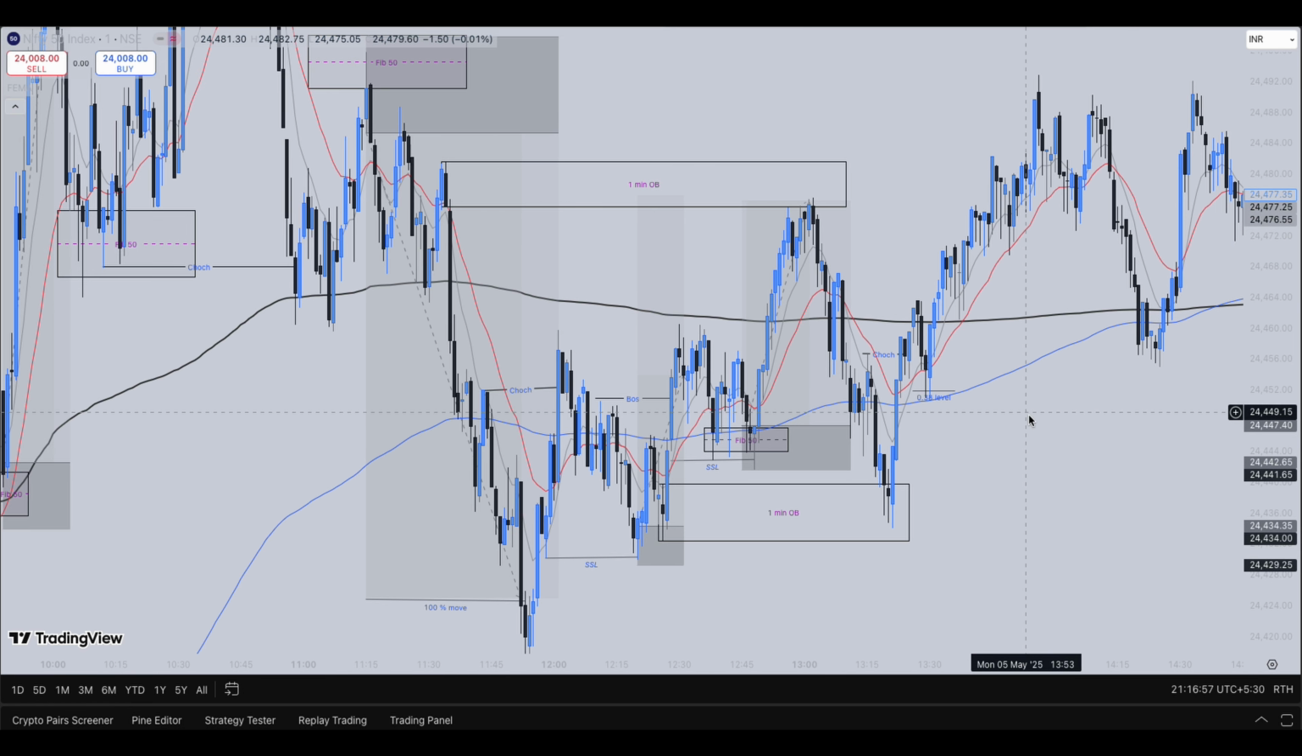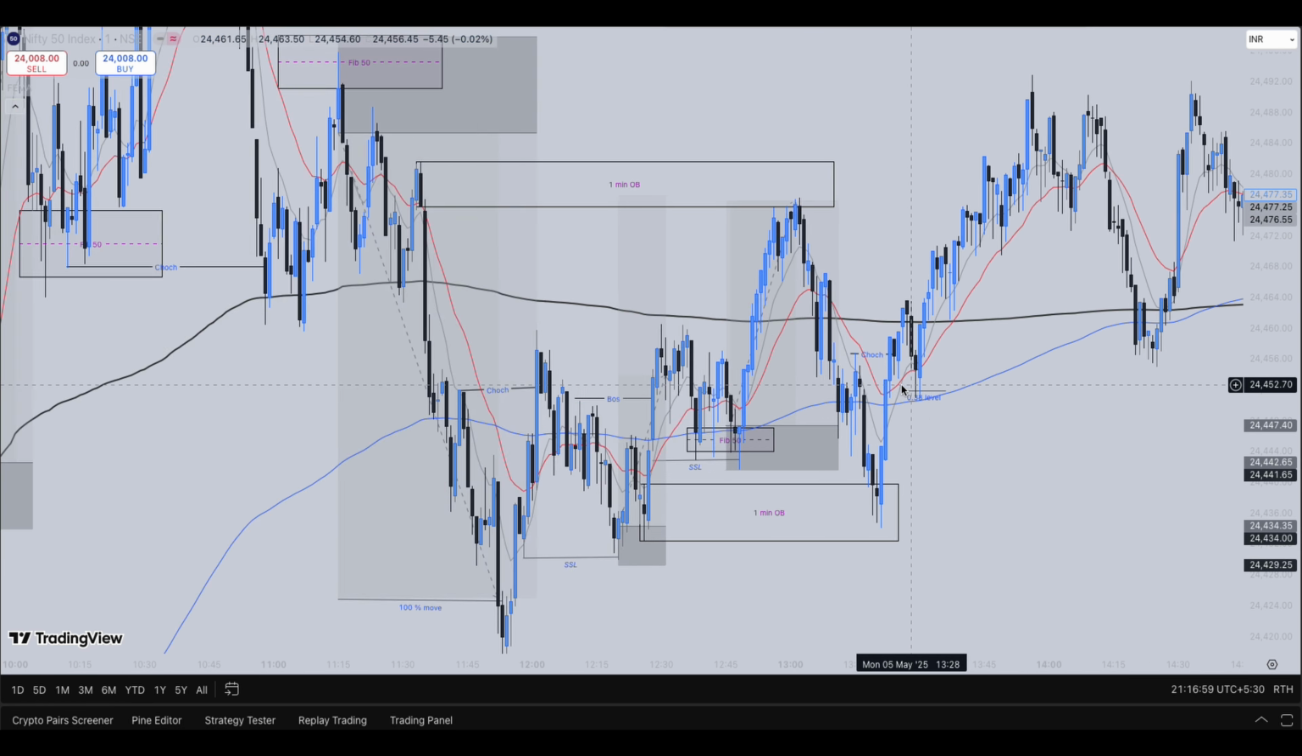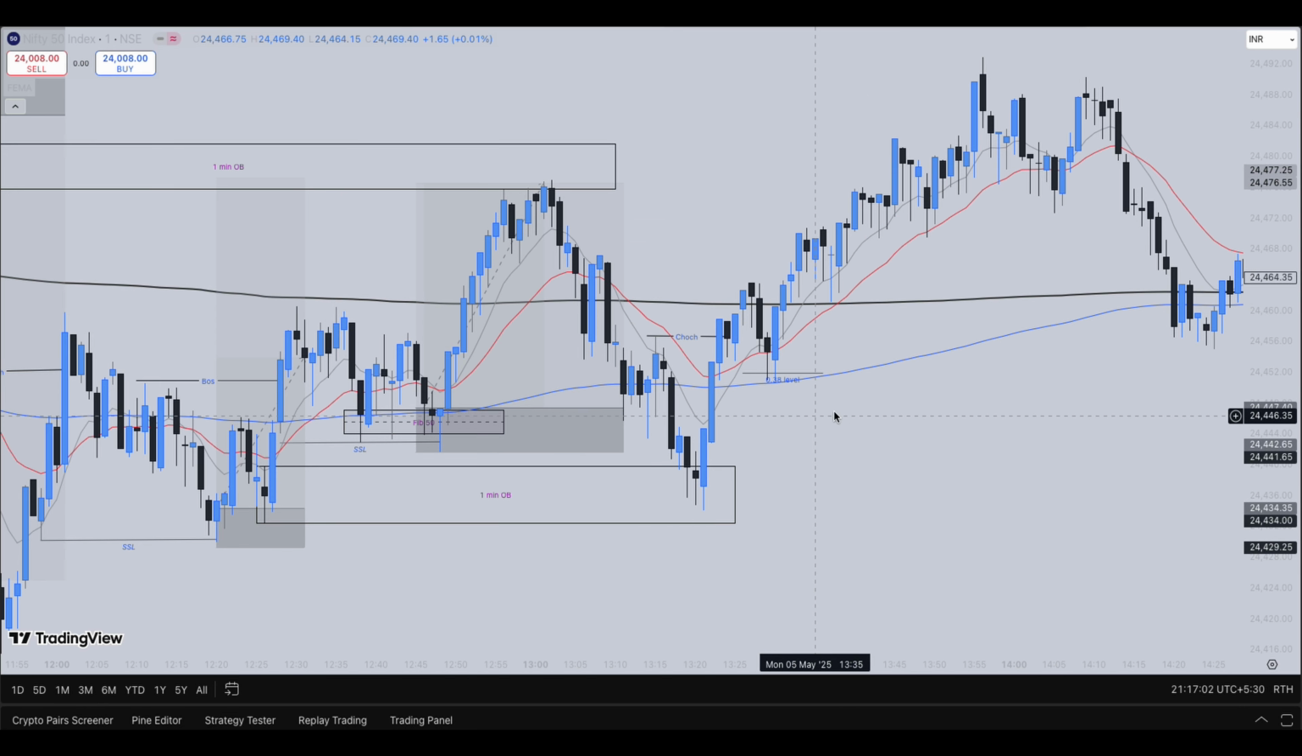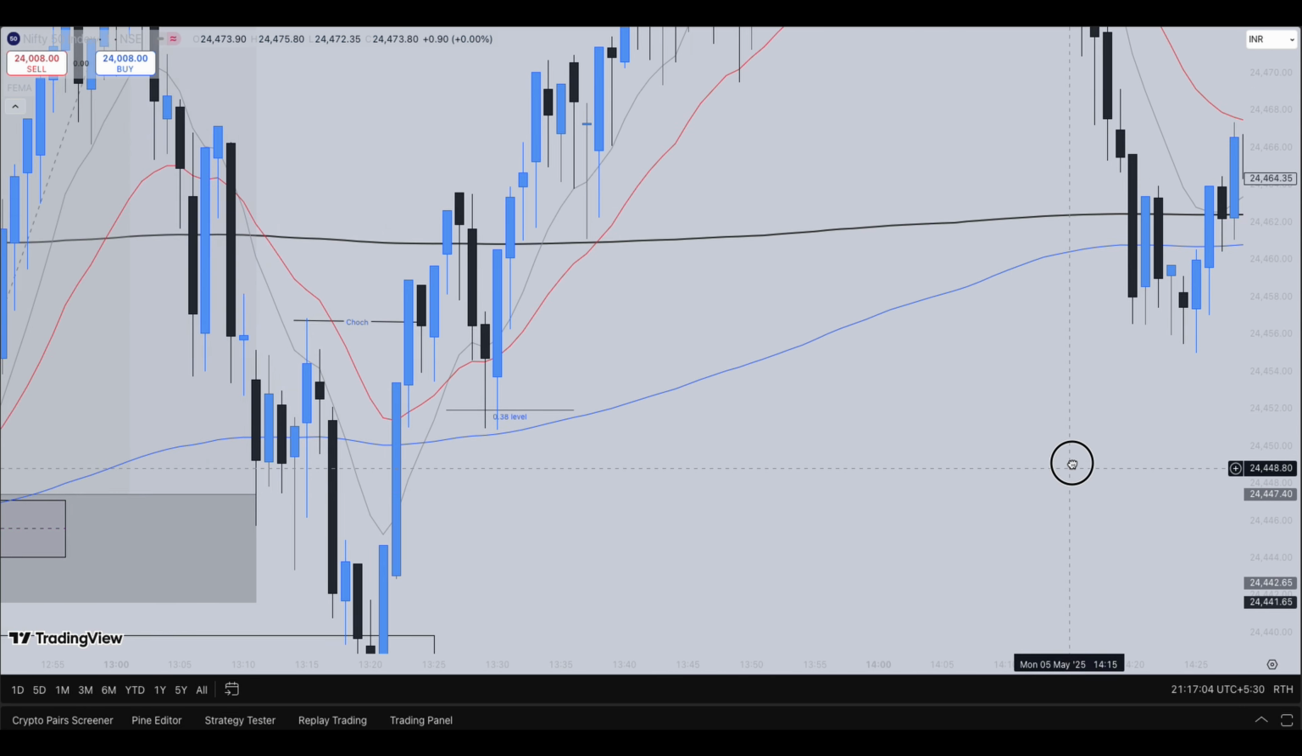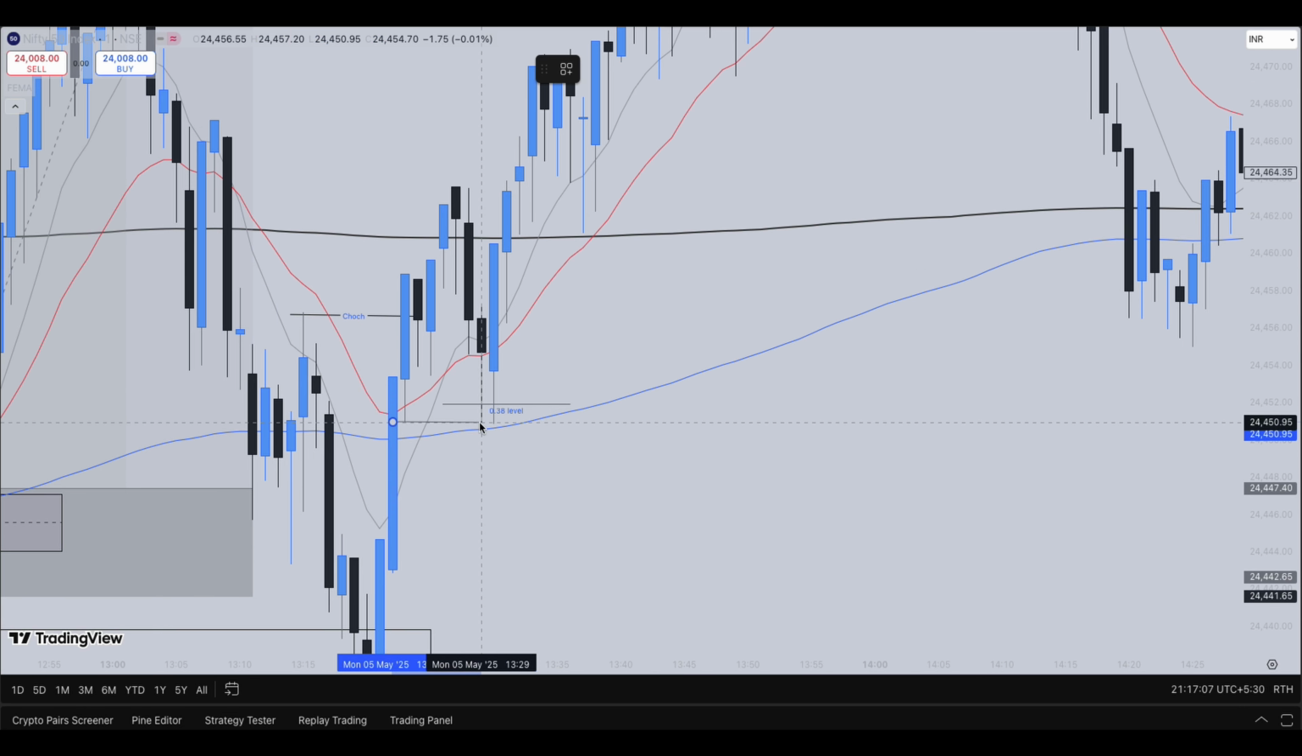This anchor VWAP levels out. So this is the day VWAP level, guys. And you can see rejection of price from this 200 moving average, as well as another sell side liquidity sweep over here. You can see there is actually a sweep of this liquidity and the fair value gap over here.